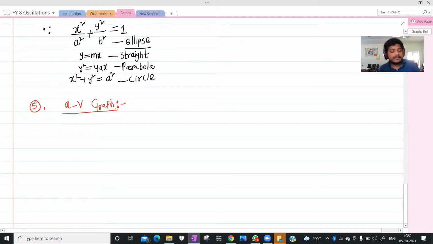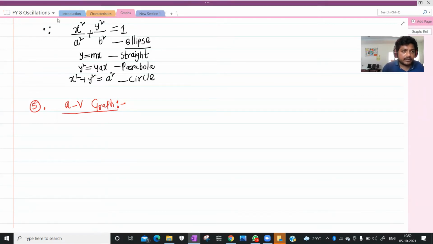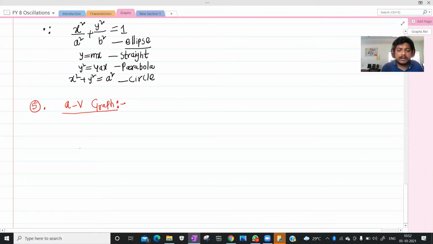Acceleration versus velocity graph. See how to draw the graph. Again, don't memorize all these things, just learn the concept. So here, what is velocity?